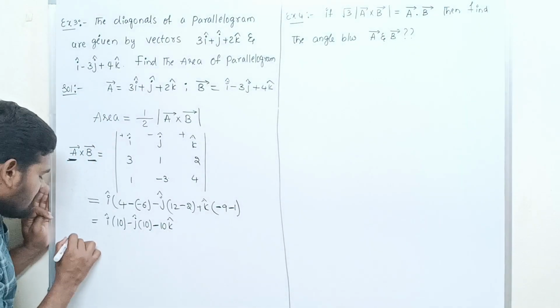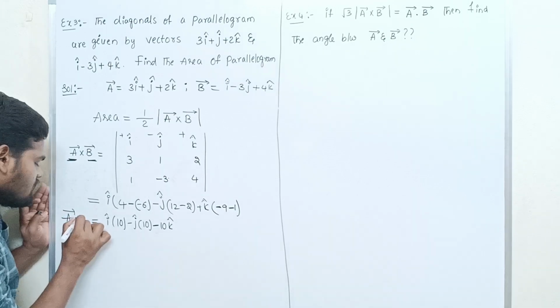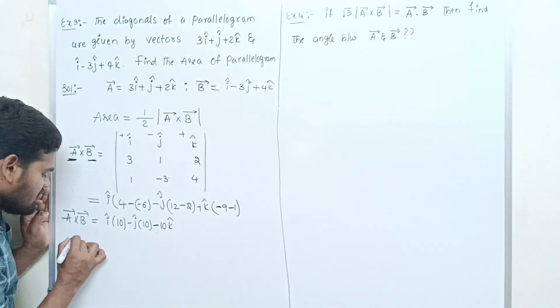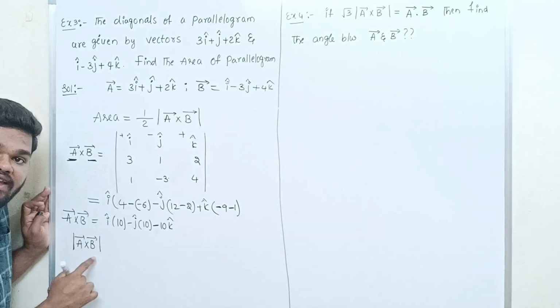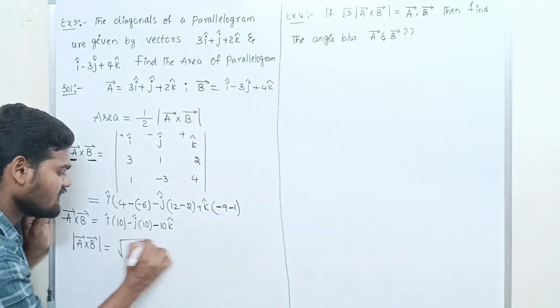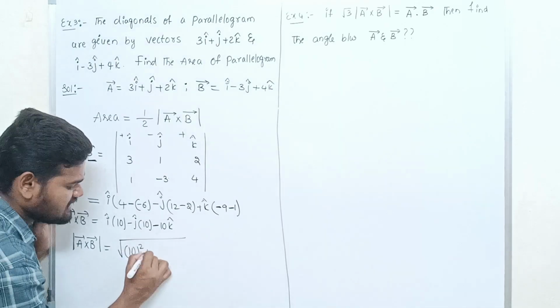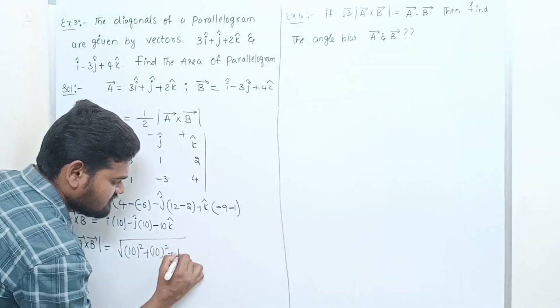Okay, so this is the value of a bar cross b bar. Next we have to find the magnitude of a bar cross b bar. So the magnitude of a bar cross b bar is equal to the square root of 10 square plus 10 square plus 10 square.